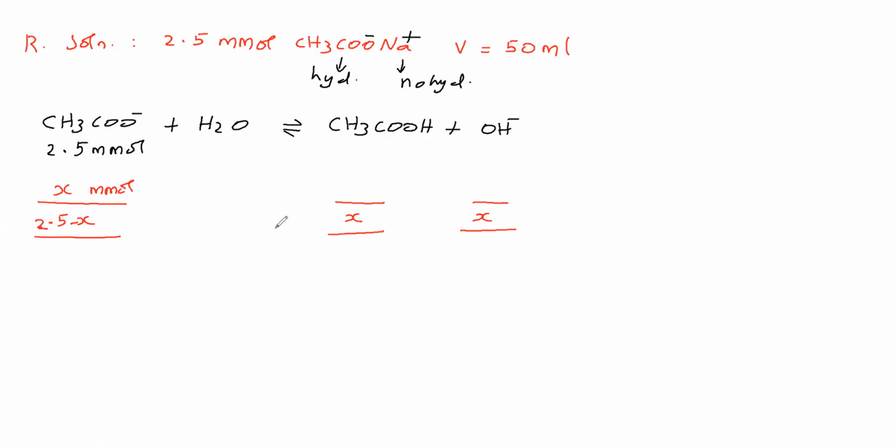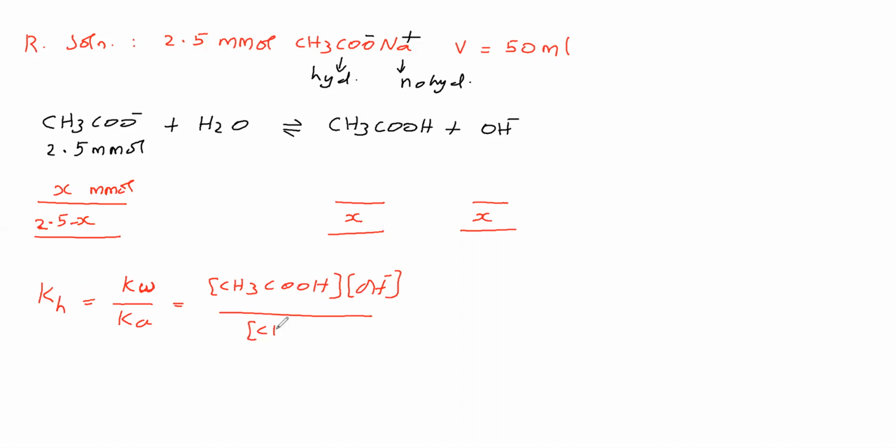Now we will go for the equilibrium constant. The equilibrium constant is called the hydrolysis constant. This hydrolysis constant is nothing but Kw by Ka, we can say. Kw is called the ionic product of water. Ka is called the acid dissociation constant. It is equal to the concentration of acetic acid times the concentration of OH minus, divided by the concentration of acetate ion.